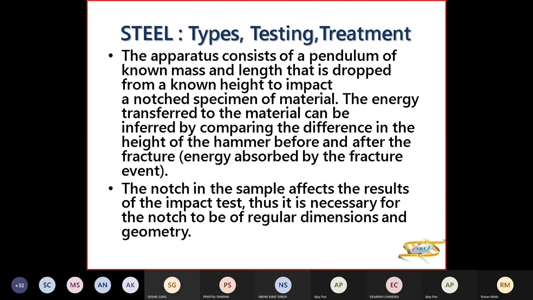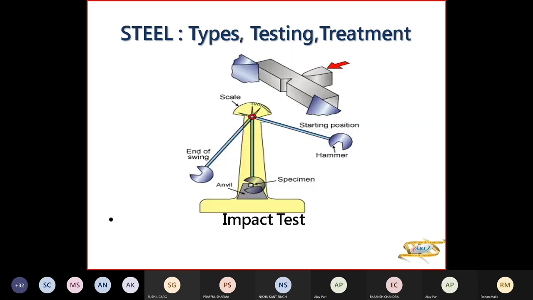The notch is the sample defect, and it is necessary that the notch has a regular dimension and geometry. It should not be a different dimension. It has to be a regular dimension for various metals. So that is your notch test. You measure the height with the scale here. The graduations are marked here. It is released at this height, but it reaches only this height. So the difference in height is the amount of energy absorbed by this material. It was not going to the same height on the other end of the string.